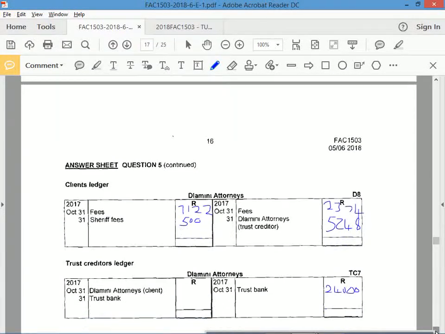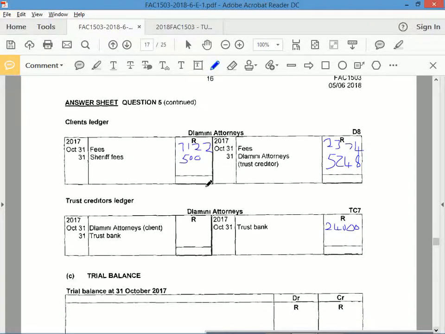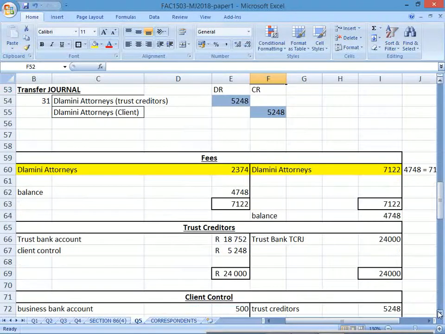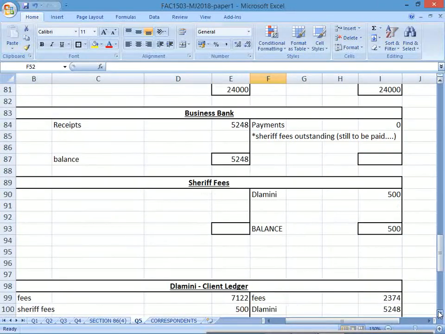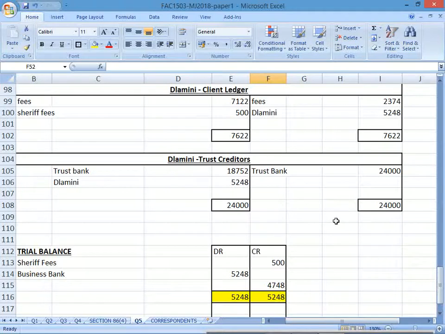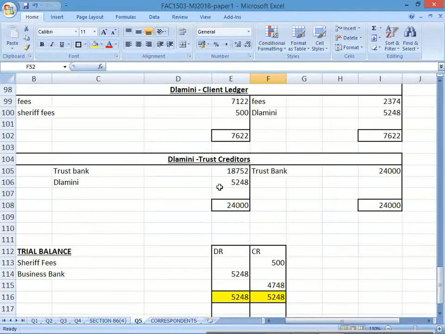Okay, and then you had these two. This gave you 7622. Okay, I think that I did put in the client ledger. Let's just go down and check. Yes, the client ledger I've got. Yeah, perfect. There's the totals there. Okay, and then the last one, which was the 24,000. Let's add what we had here.